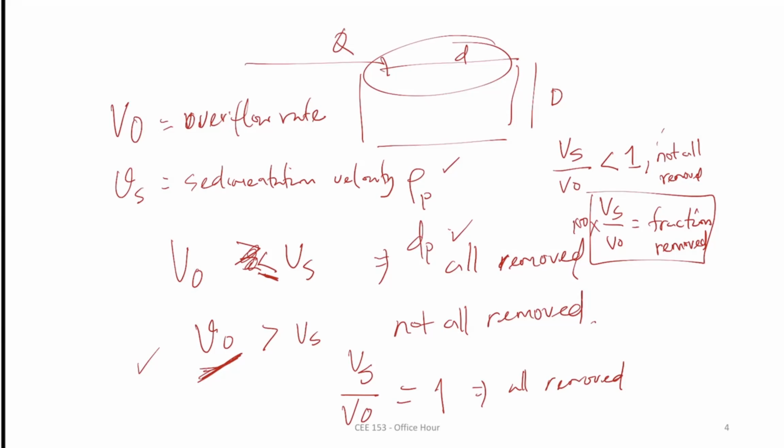Okay, thank you. Yeah, I saw that on the slides, but I wasn't sure where that came from, so I was a little confused. Yeah, so it's all about comparing whether you are settling at a faster rate than you are overflowing. So that ratio is always the percentage removed.